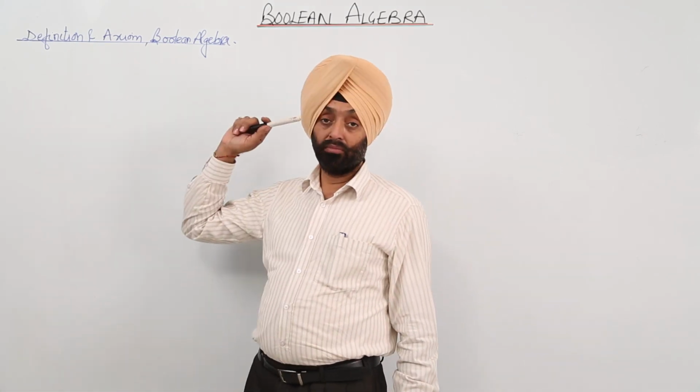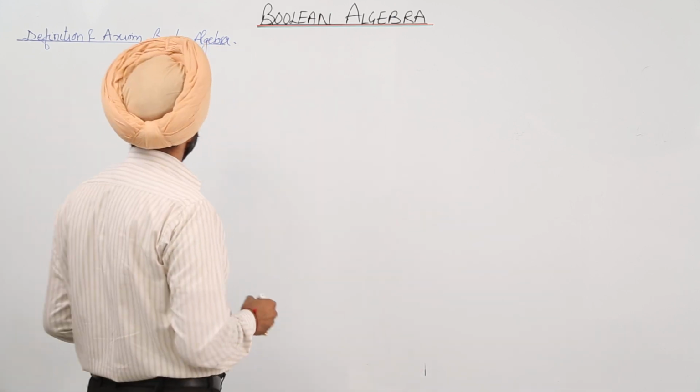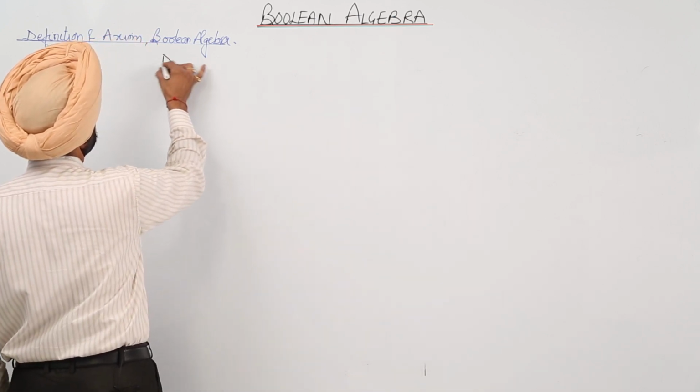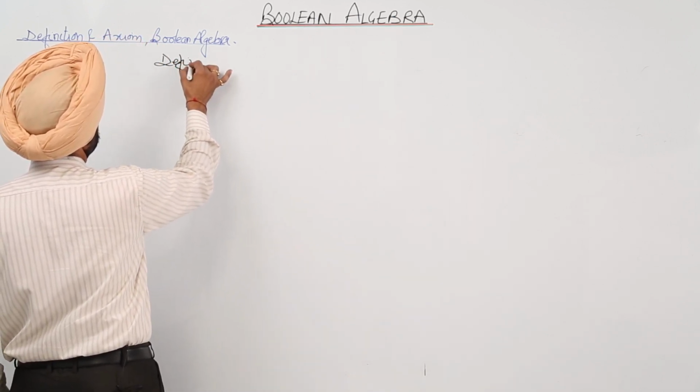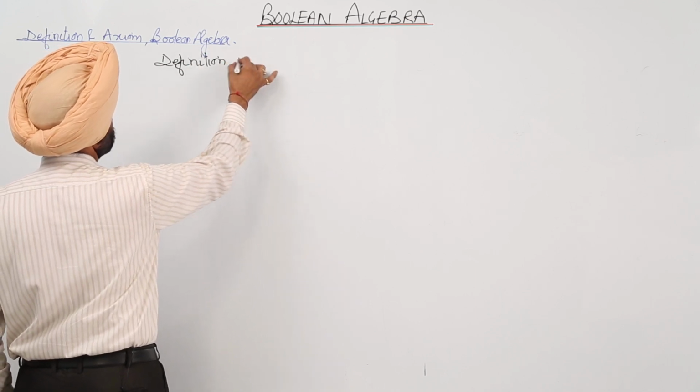Definition of a Boolean algebra and axioms. Is it clear? So, now let us move to the definition part. Now, what does it state?